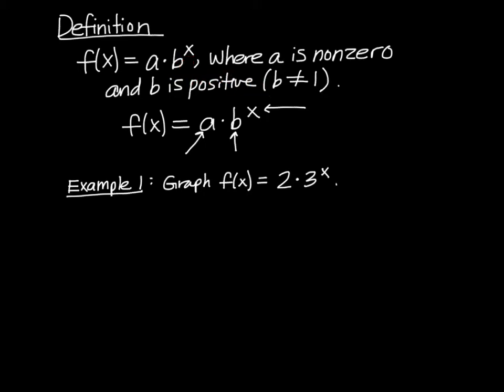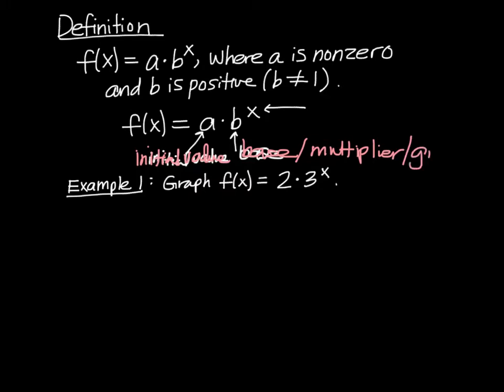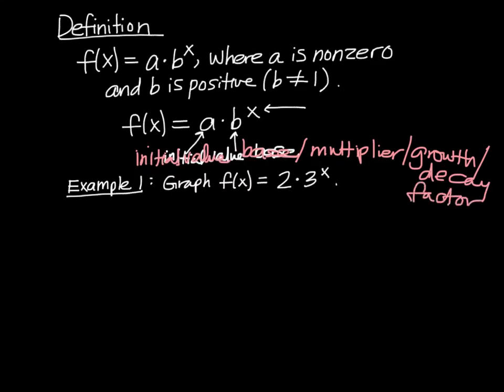Let's have some vocabulary words down. This a right here is known as the initial value. The b is called the base, and sometimes it's also called the multiplier, or the growth/decay factor. More on that later. The x up here is called the exponent. So let's do an example.